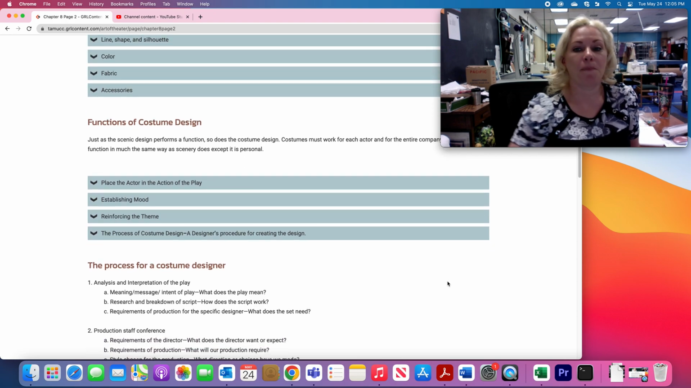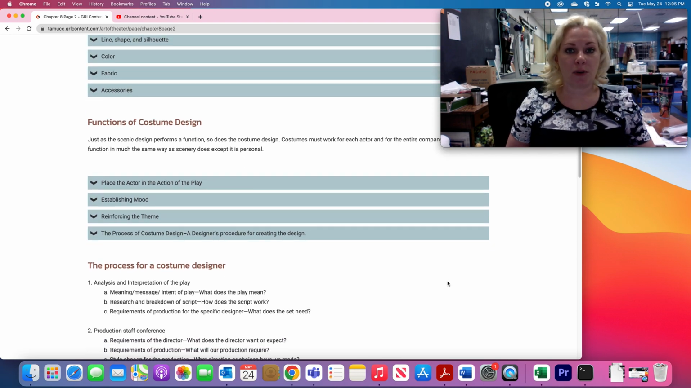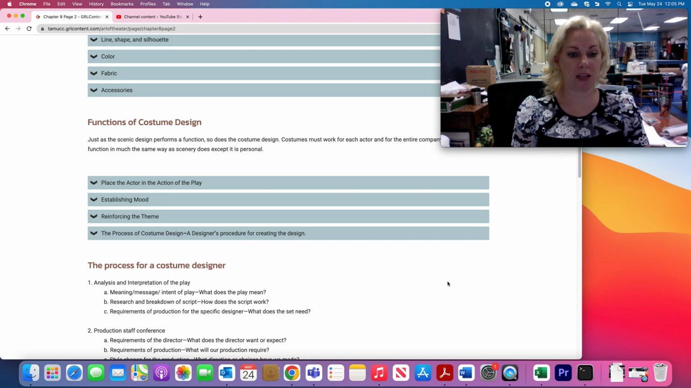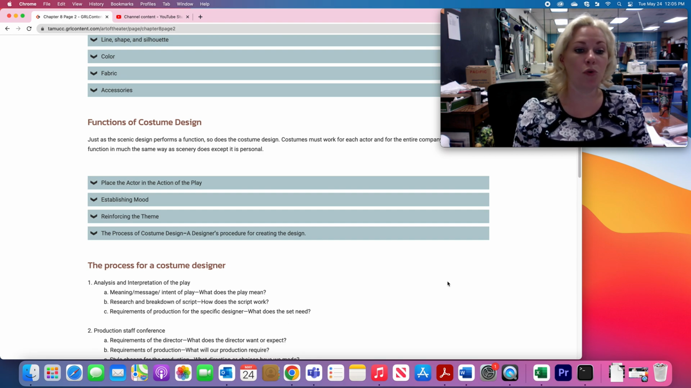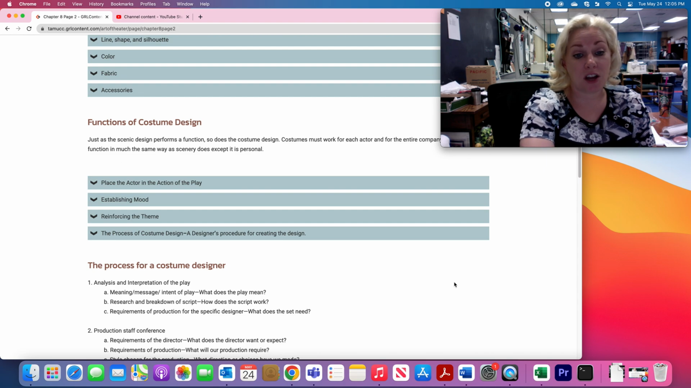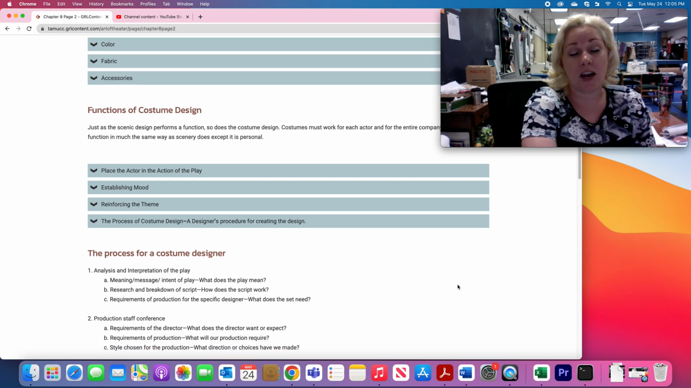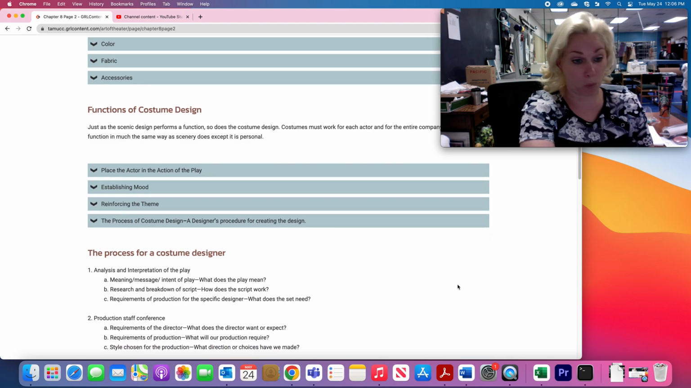Functions. I like to think of when I costume an actor, I'm helping them get even deeper into their character. When they step into a costume, they should be even more the character, discover more about themselves than they were before. It's an aid for the artist. And through that, establishing the mood, reinforcing the theme for the actor and for the audience, and the process of the costume design. You've got to go into it with an idea. This is not something you can wing, that's for sure.